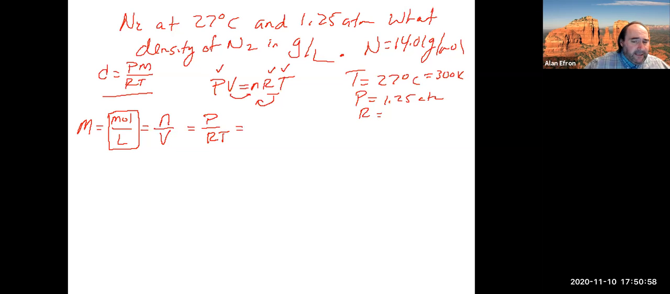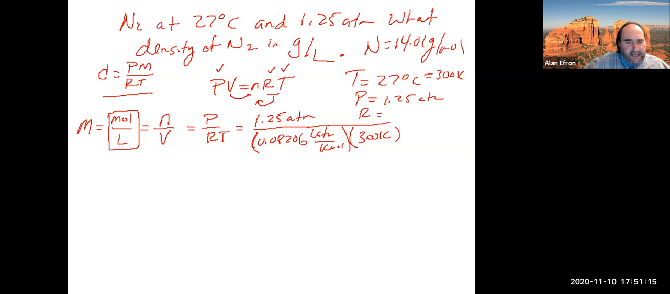I then can put in my numbers here. That would be 1.25 atmospheres. My R is 0.08206, and my temperature there is 300 Kelvin. That is going to give me 1.25 divided by 0.08206 and 300. It's going to give me something like 0.05078. Again, the units here are moles per liter, which would be the molarity of the gas, if I was interested in the molarity of the gas.